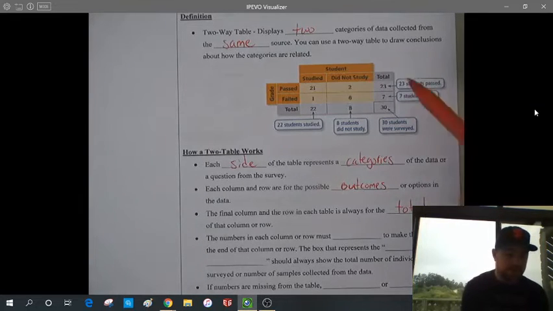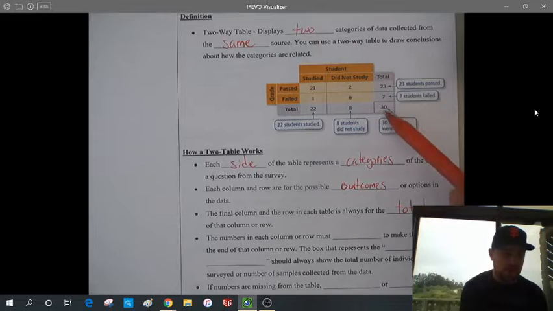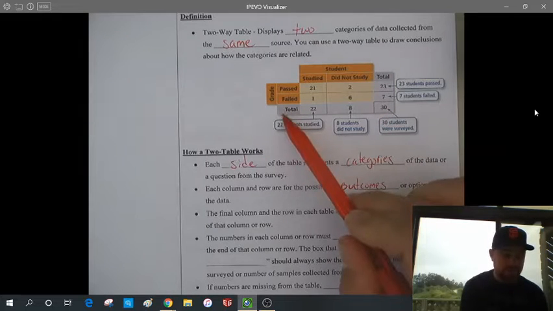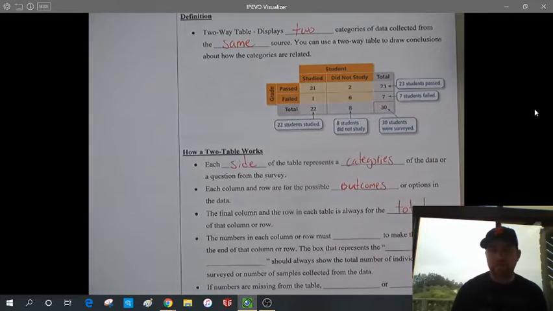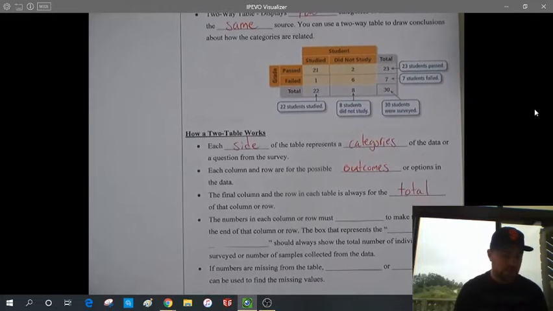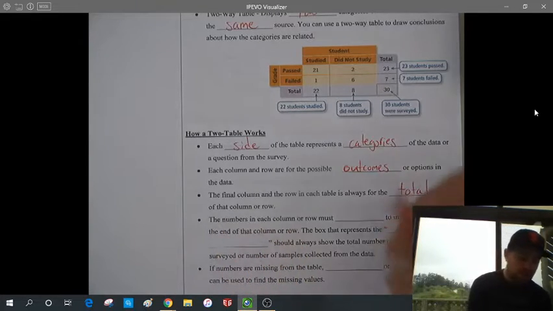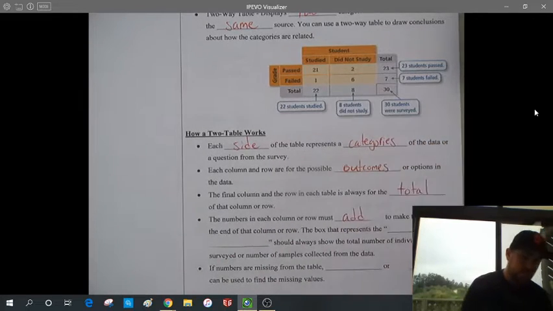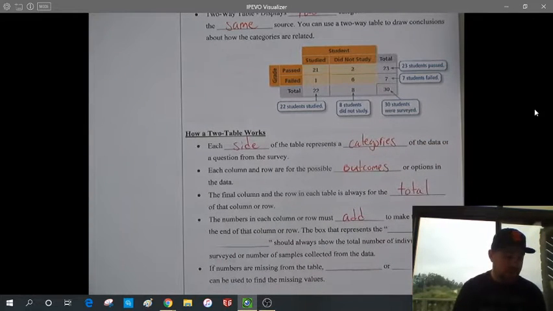So you'll see out here to the far right it's got a total column, and then all the way at the bottom of the table is a total row. And so those should always be what you see on the far right and the far bottom part of the two-way table, reserved for the totals. And just like with the word total in math, it's talking about the sum. And so the numbers in each row or column must add to make the total at the end of the column or row.